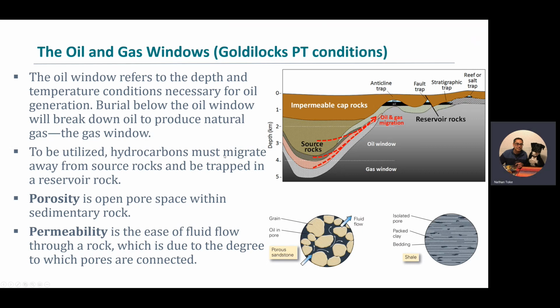So to be utilized, hydrocarbons must migrate away from the rocks where they're produced, the source rocks, and they've got to be trapped in a reservoir rock. And they need to be near enough to the surface that they're able to be economically drilled. If it's too deep, it potentially costs too much money. And so those source rocks don't have high porosity or permeability, which is why they're not good for reservoir rocks. But in reservoir rocks, sandstone has high porosity and permeability, so the fluid can flow through it and it can store a lot of fluid.